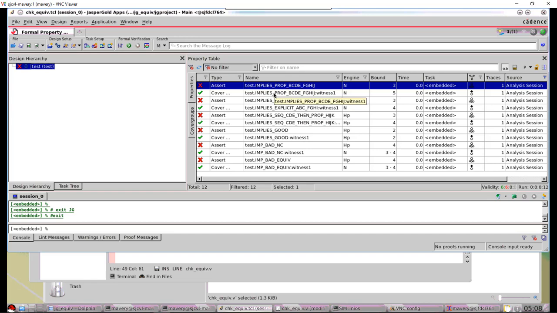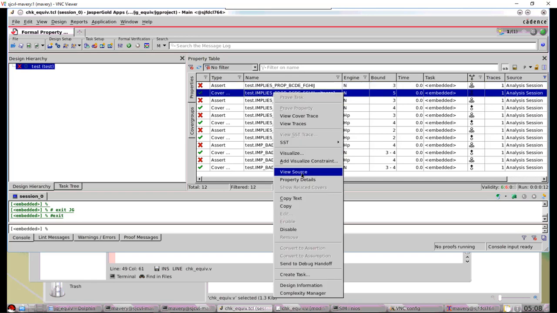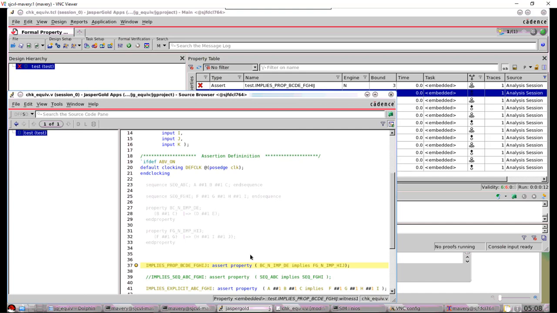So for example, this one here. Let's have a look at the source for it. This is one property implies another, and the two property definitions are here. So the name tells you what it does. So BC, next implication, DE, FG, next implication, HIJ. So there's the definition of the properties there.